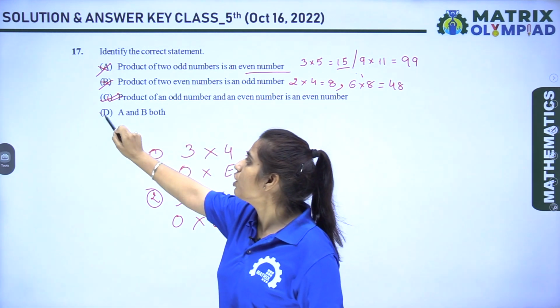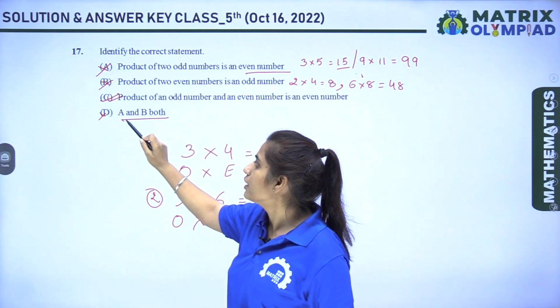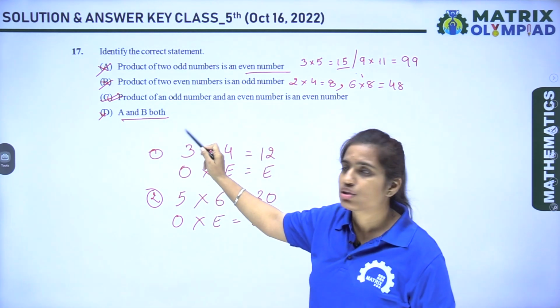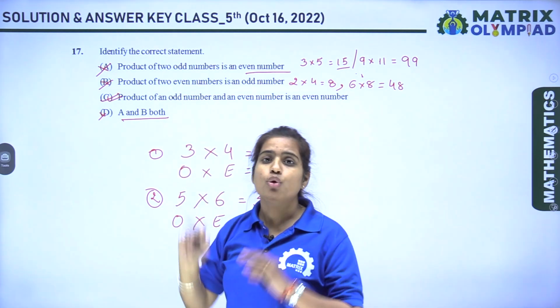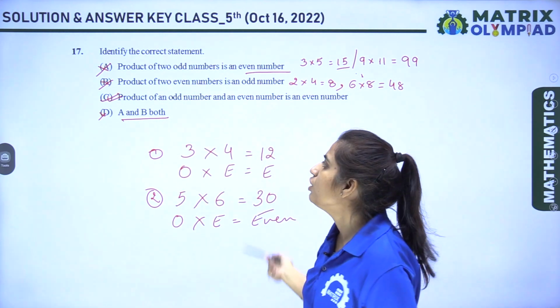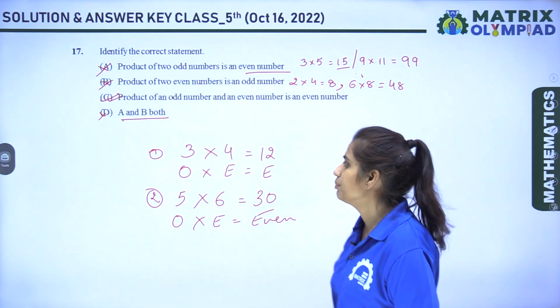Option D is not correct, as it is written A and B both. So here we can see that A and B both are incorrect. So here option C is the correct one.